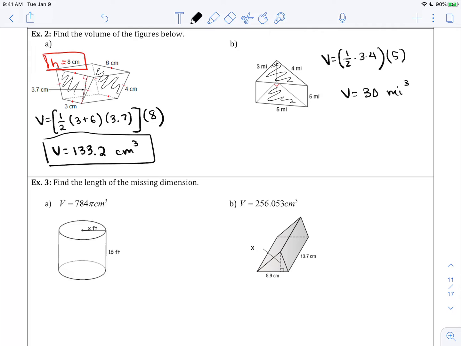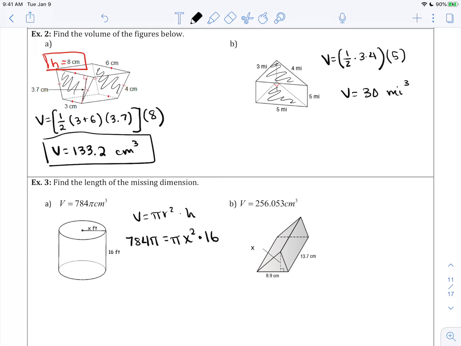We can also use the volume to calculate a missing dimension. So here, find the length of the missing dimension. With this one, it's a cylinder, so we know the equation is pi r squared times h. And I like to always write out that equation because then I can think, okay, what do I have from this image? What can I plug into the spots that I know? Well, we know the volume, it's given. It says 784 pi. Our radius is labeled as x, so we're gonna put x squared, and then the height is 16, right?